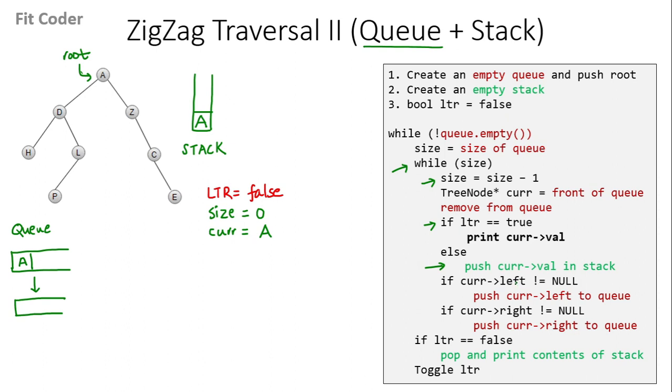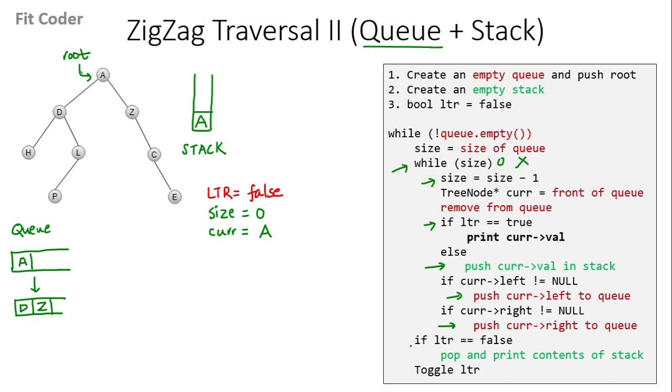Then we check left of A. So left of A is D, so we push D in the queue. And we check right of A, which is Z, so we push Z in the queue. Then we again come in the next iteration, we check while size. So size is now 0, so this while loop terminates.